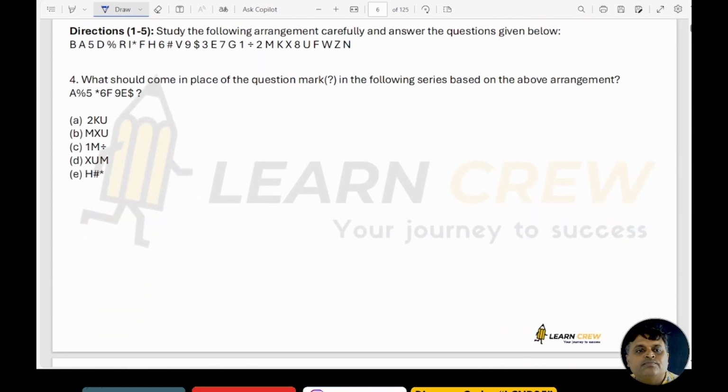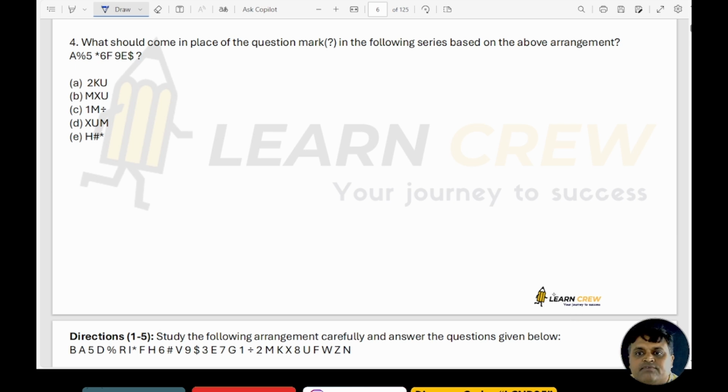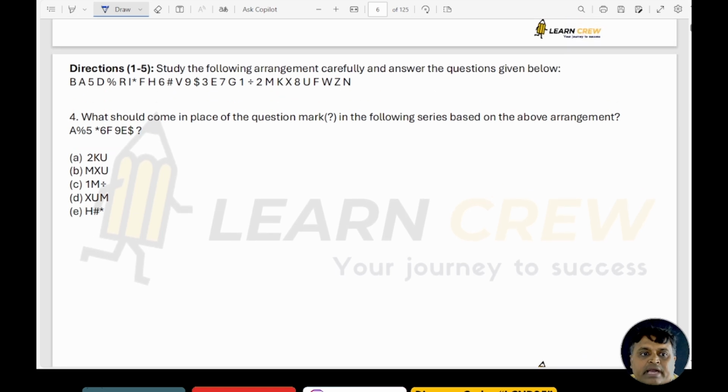Next is question number 4. What should come in place of the question mark in the following series on the above arrangement? A%5, A%5, A%5, then star, 6F. Next after that, 9E$. So what has to come? Two have to be left. So this one, 1M division. So 1M division is the answer, option C.